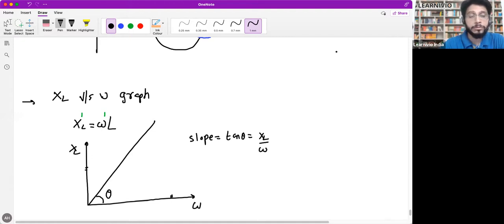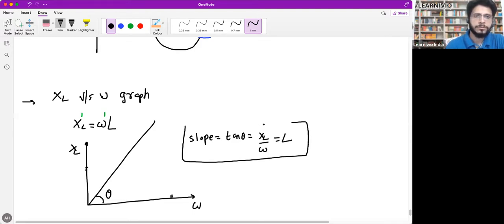Fatima, see, is it XL by omega, 1 or L? L. L, self-inductance. So this is it. The slope of the graph is XL by omega, which is equal to L, the self-inductance.